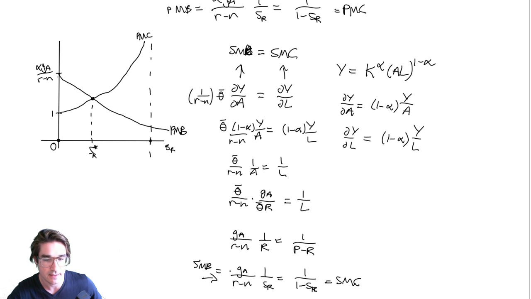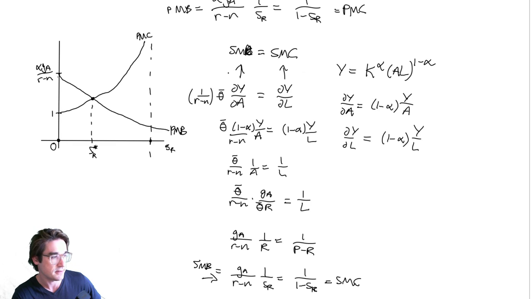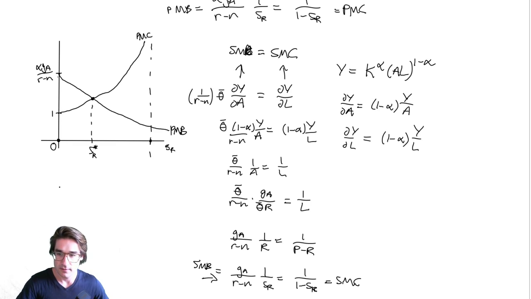Okay, there's no alpha down there. All right, and that's basically... Or another way to think about it is that when alpha is equal to 1, they are the same, because then this here is 1, and so they're exactly the same. So alpha equals 1 implies PMB equals PMC. That's interesting.